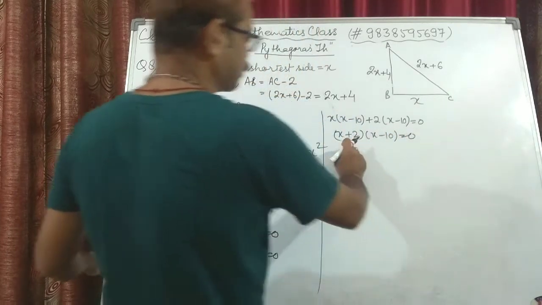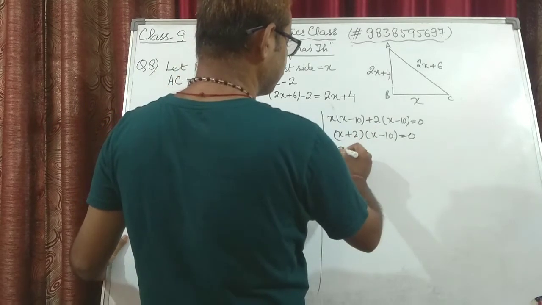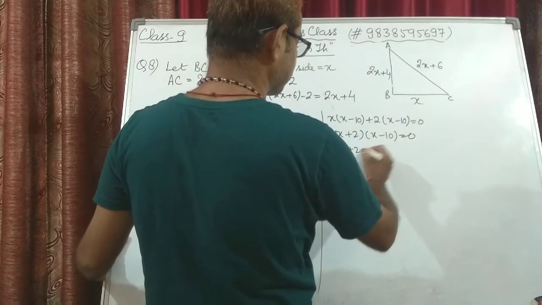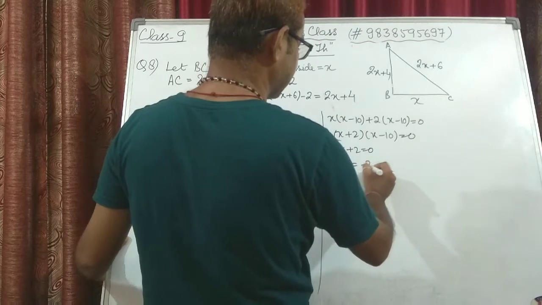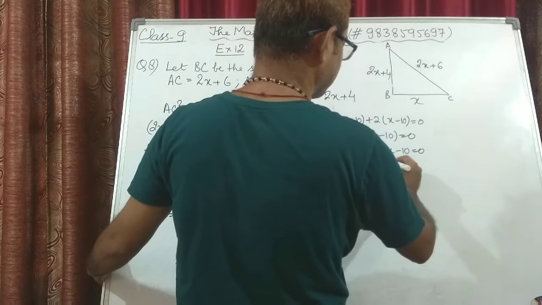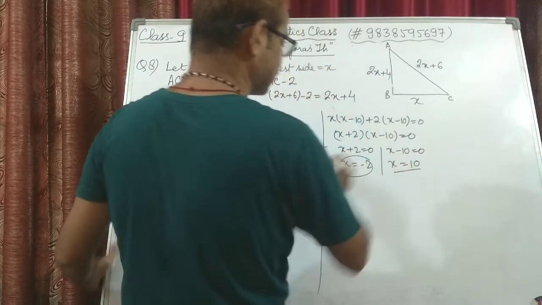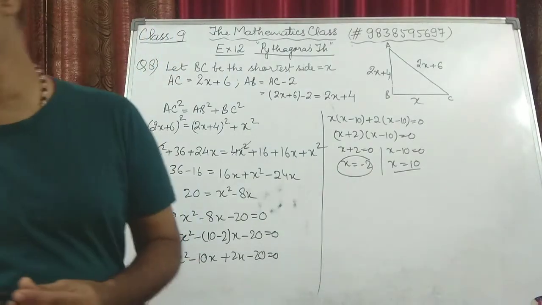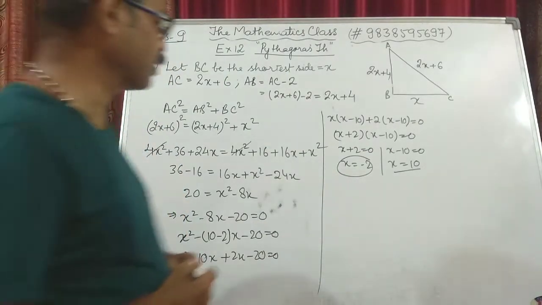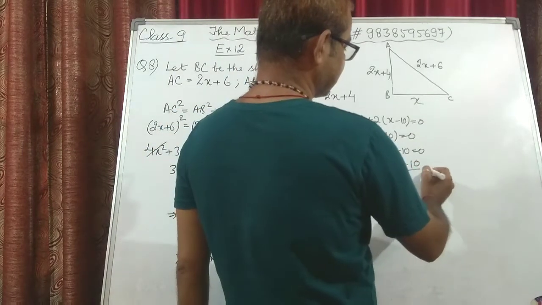If the product of these two numbers is 0, it means either this is 0 or this is 0. So when you put x plus 2 is equal to 0, you will get x is equal to minus 2, and when you say x minus 10 is equal to 0, then x is equal to 10. Distance cannot be negative. So we can say that x is 10.